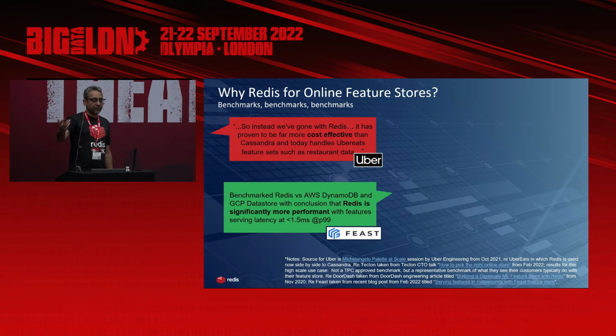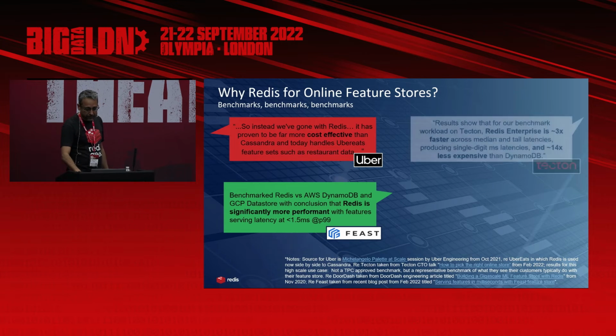Feast, a feature store developed by Gojek, benchmarked Redis against AWS DynamoDB and Google Data Store, and they found that Redis is the most cost-effective and most performant feature store, providing for the P99, that is, out of 100 requests, 99 of them are served in less than 1.5 milliseconds there.